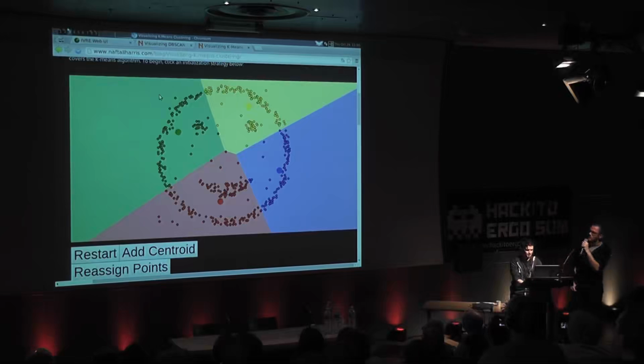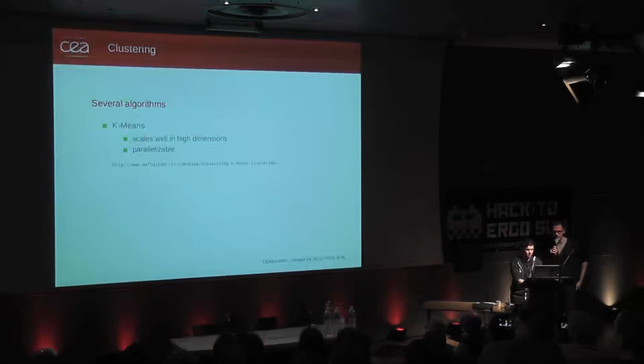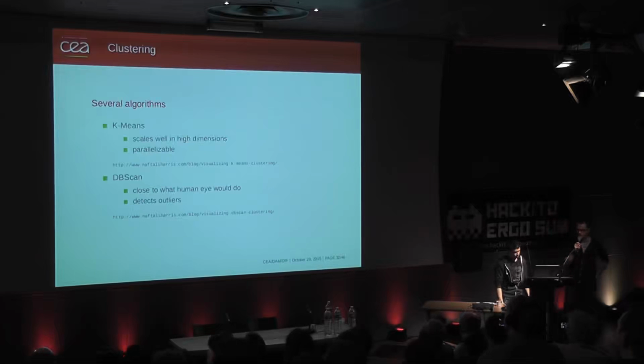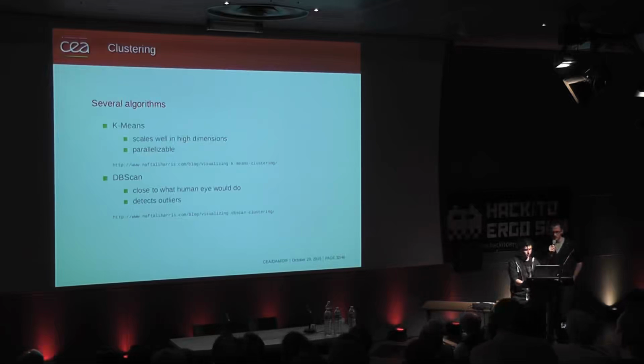But that's not really convincing. This is not what we would like to do. So there is another algorithm we use, which is DBSCAN. It's closer to what the human eye would do because it's based on density. And one other advantage of the DBSCAN algorithm is that it can detect outliers.